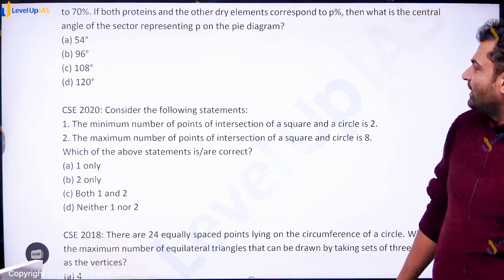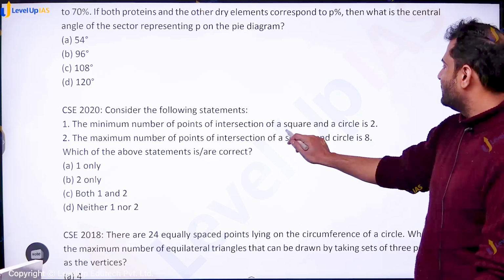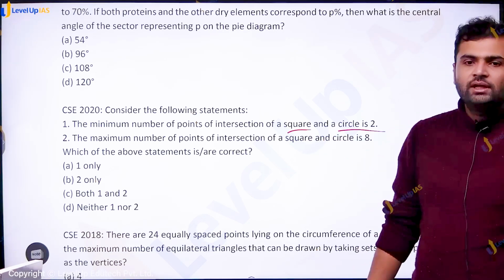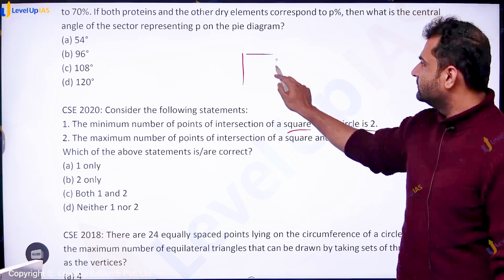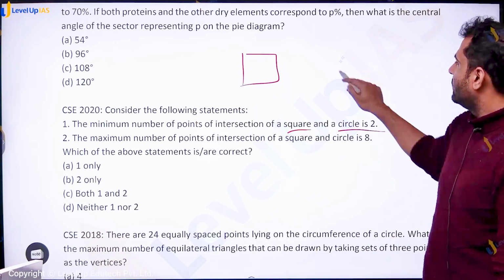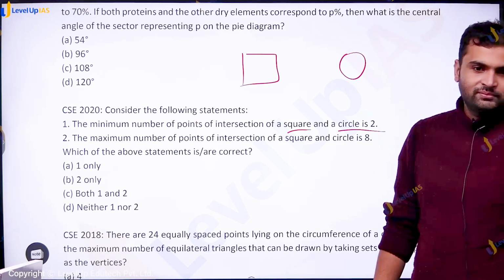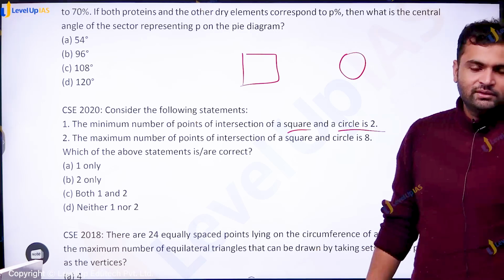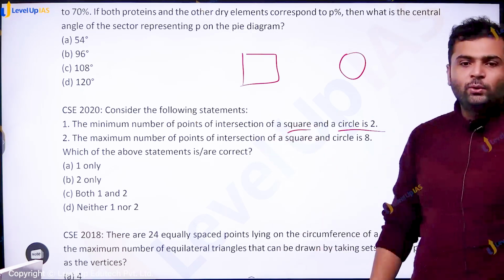And now they are saying the minimum number of points of intersection of a square and a circle is 2. So they are talking about intersection of a square and circle. So I'll draw a square and I'll draw a circle. What is the point of intersection? तो 0 है ना फिर, ऐसा थोड़ी बोला कि होना ही चाहिए.